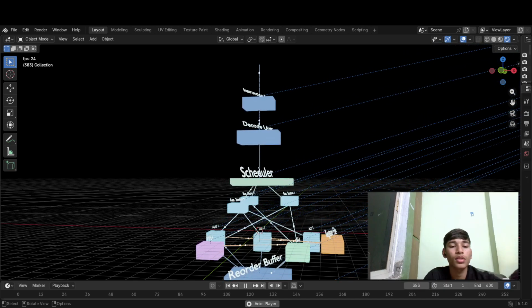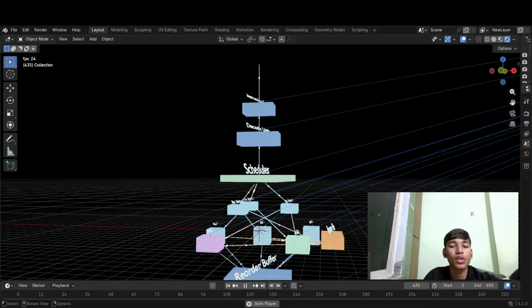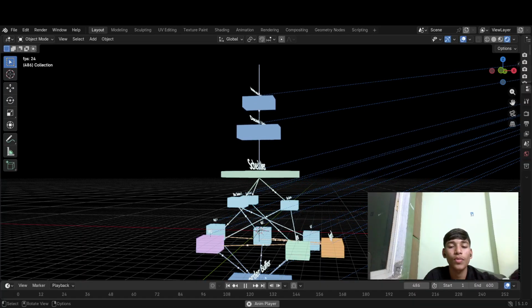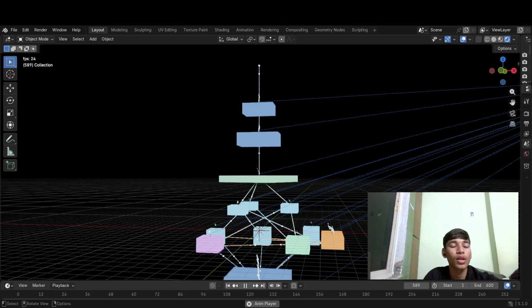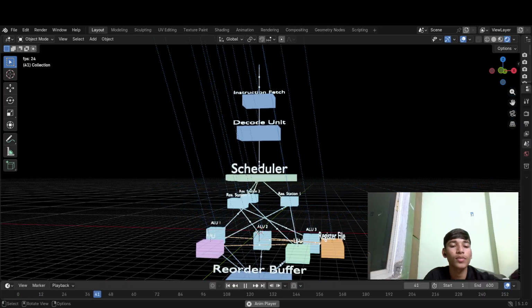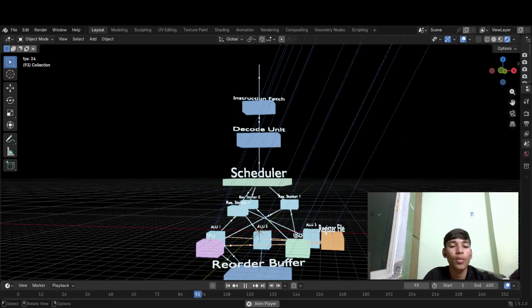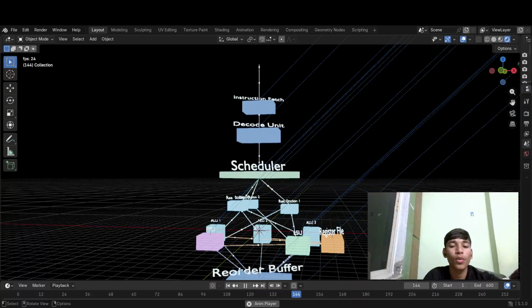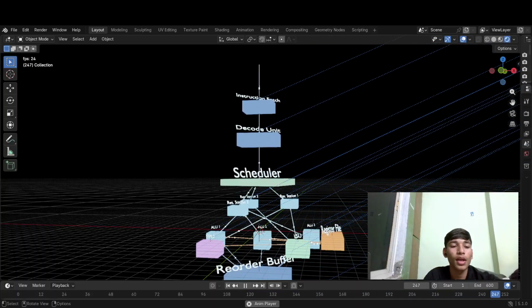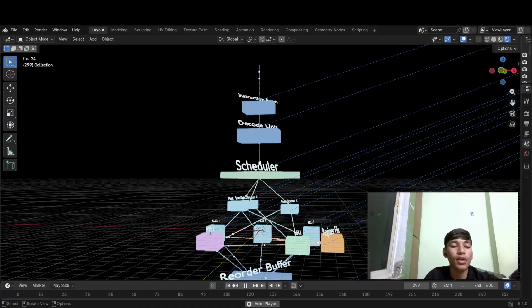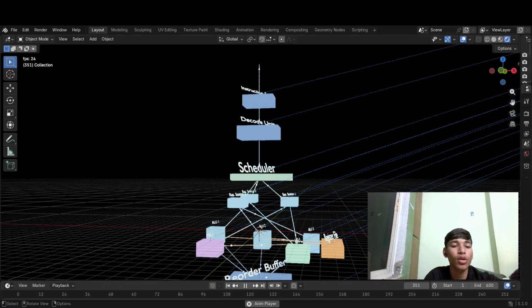From the IFU, instructions flow down the energy pathways into the instruction decode unit, the IDU. Here the raw binary instructions are decoded into micro-operations. The processor figures out exactly what operation needs to be done, whether it's a math calculation, a memory load, or a branch. At this stage, everything is still happening in strict sequential program order.